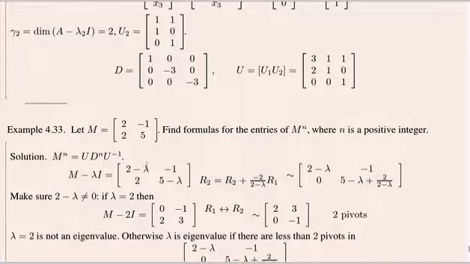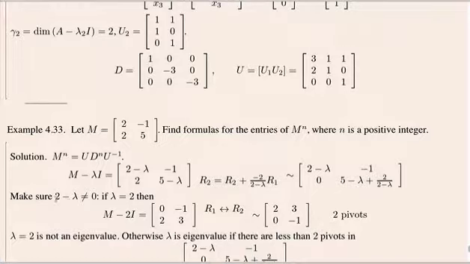We subtract lambdas from the diagonals to get 2 minus lambda, minus 1, 2, 5 minus lambda. Then row 2 will be row 2 plus minus 2 over 2 minus lambda times row 1, so that we get minus 2 here, and then added to 2 it cancels out. We also have to do the same thing with this entry, so we get minus 2 times minus 1, 2 over 2 minus lambda, added to 5 minus lambda.